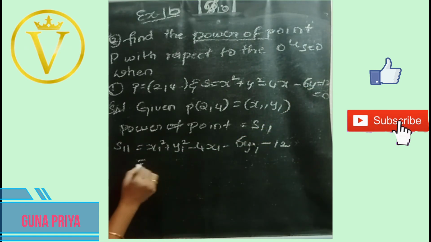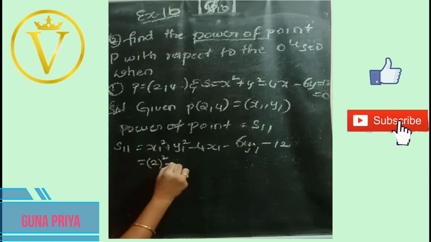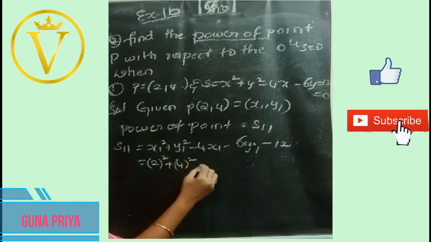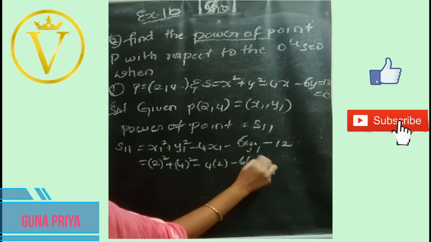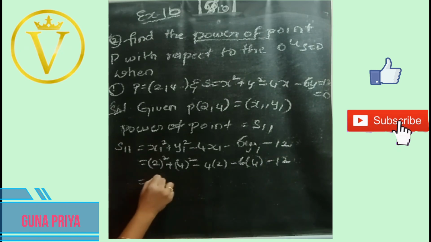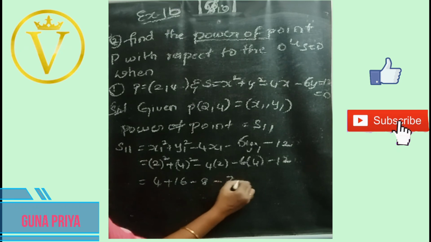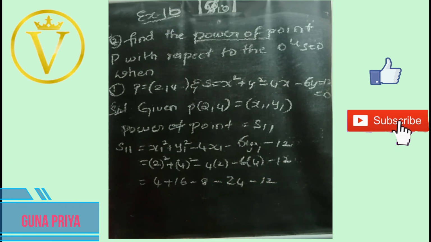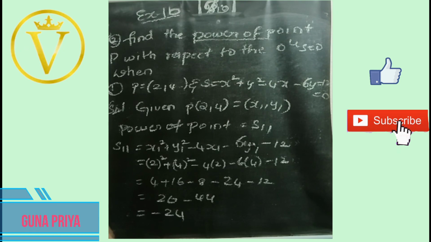Now substitute the point (2, 4) in x1, y1. 2 whole square plus 4 whole square minus 4 into 2 minus 6 into 4 minus 12. 4 plus 16 minus 8, that is 20 minus 8 minus 24 minus 12, that equals to minus 24. So minus 24 is the value for the given power of the point.